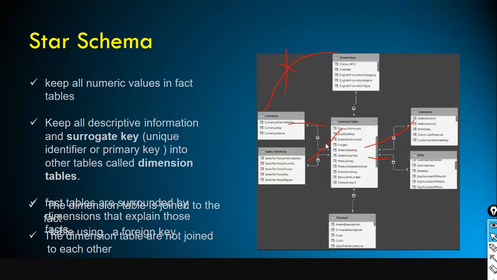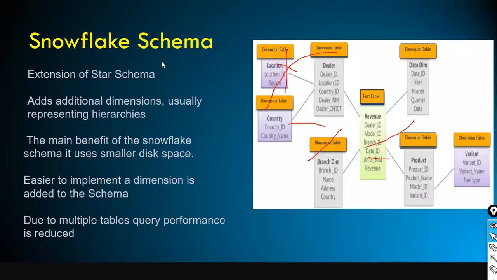In the star schema or snowflake schema, you will have the fact table and then the dimension tables. The fact table will contain the key columns from all the dimension tables plus facts, whereas the dimension table will have the surrogate key and the descriptive information about your fact. That's all. Next one is the snowflake schema. If you look at the snowflake schema, it is an extension of your star schema. Here also we have the dimension tables and fact table. The fact table is surrounded by the dimension tables.